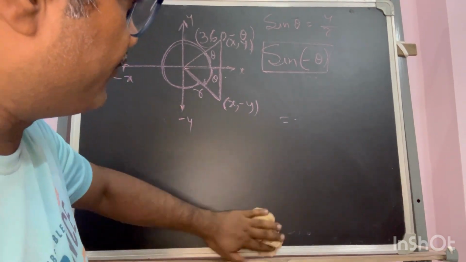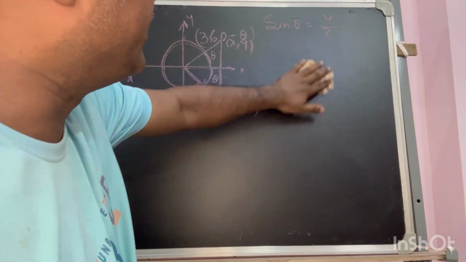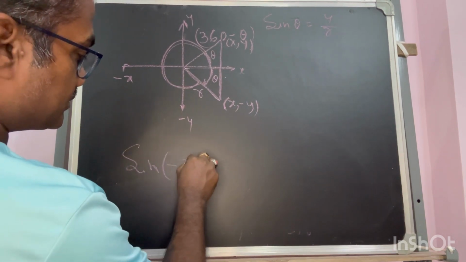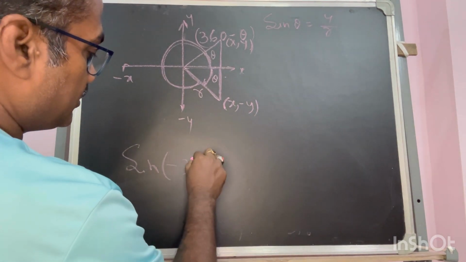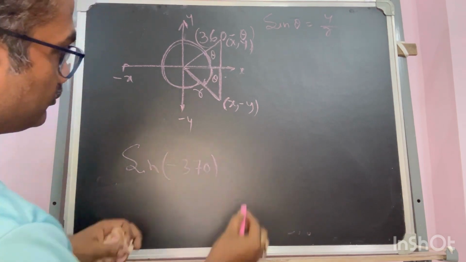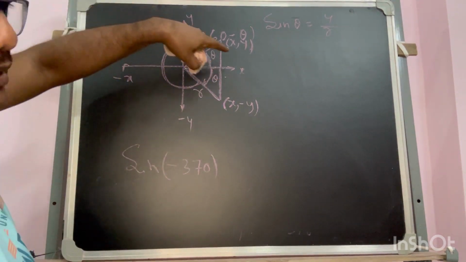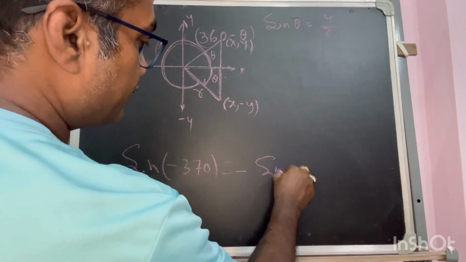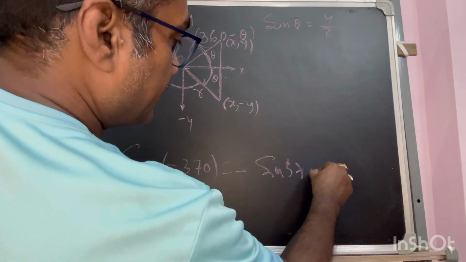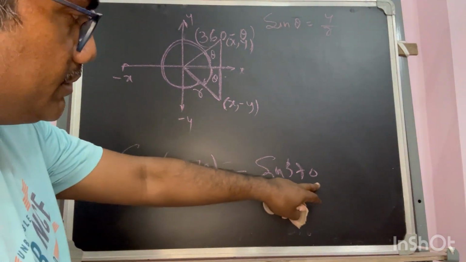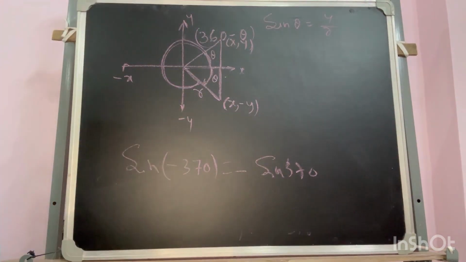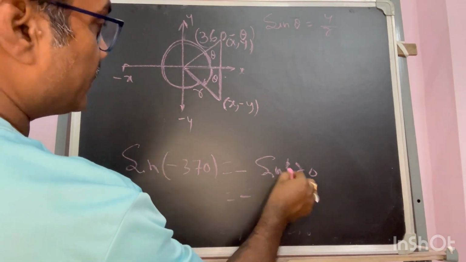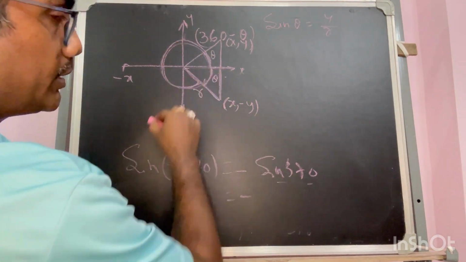So if any angle comes, sine of minus, let's say 370, you need not think about where it is lying. The first thing is that for sine of any angle we straightaway say minus 370. Now you can treat this angle in an anti-clockwise direction. Now 370, where will it lie? It will lie in the fourth quadrant.